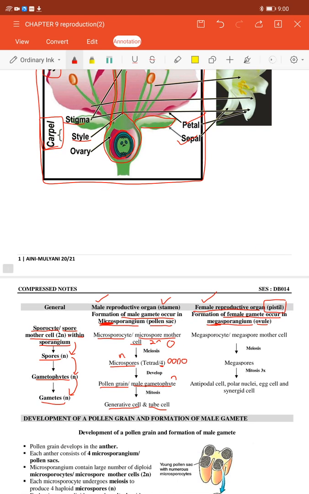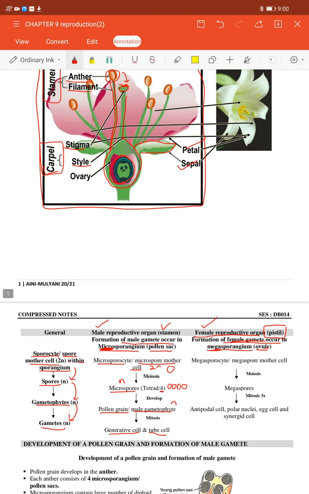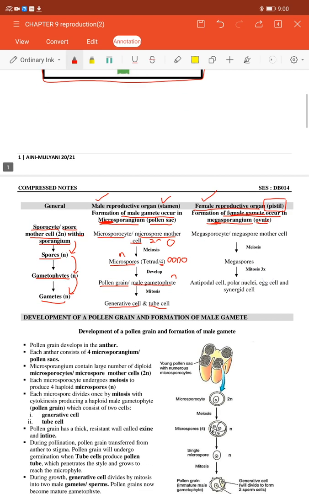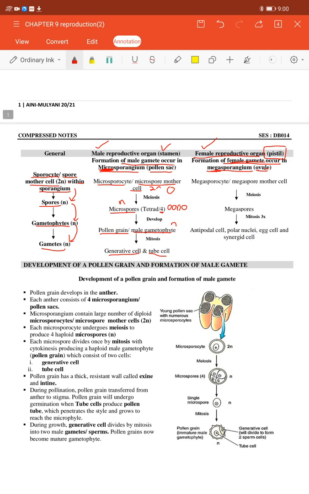So it says here, the formation of female gamete happens in the ovule. So where is the ovule? It's actually inside this ovary. So this part here is the ovule. The development of the female gamete happens in there. For the female, it starts with the megasporocyte, same as the male but with a different name, the microsporocyte. So for the female, it's megasporocyte, and another name for it is the megaspore mother cell, just like the microspore mother cell in the male. And this one is 2N.